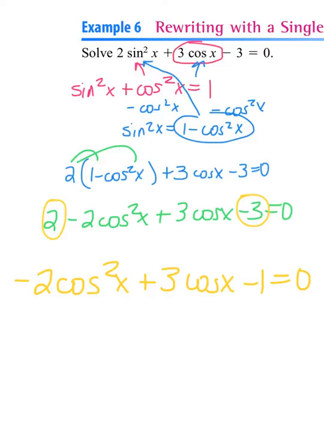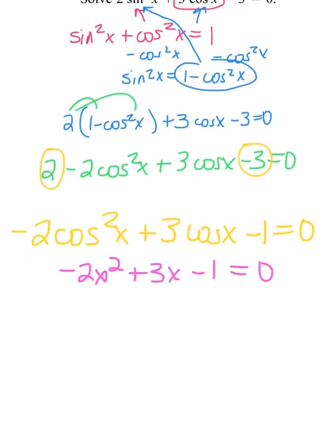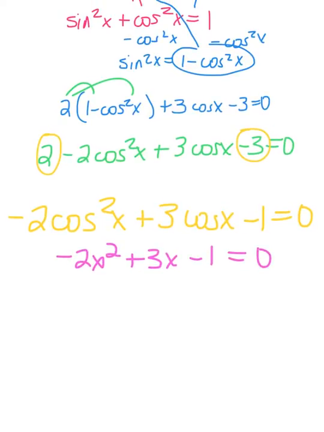Do I have all the same trig functions? Is this now just a factoring problem? All right, I'm going to rewrite it algebraically so I can see it better. This is the same as negative 2x squared plus 3x minus 1 equals 0, right? Can I factor? Yes, leading with a negative. Do I want to? So what am I going to do?